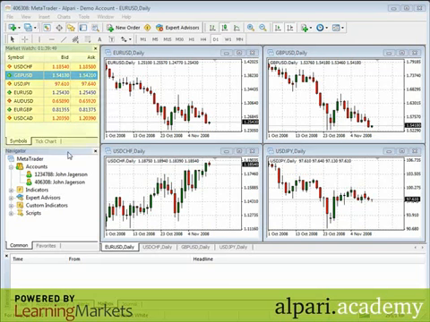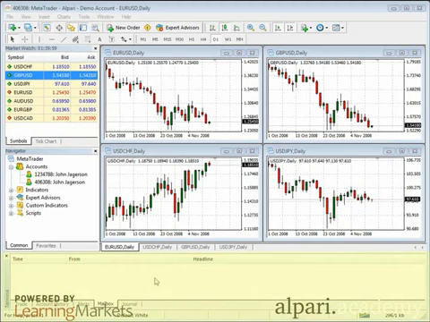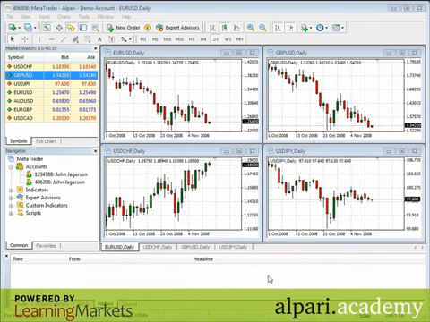The navigator works like any file tree navigation system that you might see in another Windows application. Finally, underneath all of that is the terminal. This is where you can receive messages from ALPARI themselves. You can access some account information for yourself. You can track your trades down here as well. So it gives you a nice clean snapshot all together as to what's going on in the market and what's going on in my account.